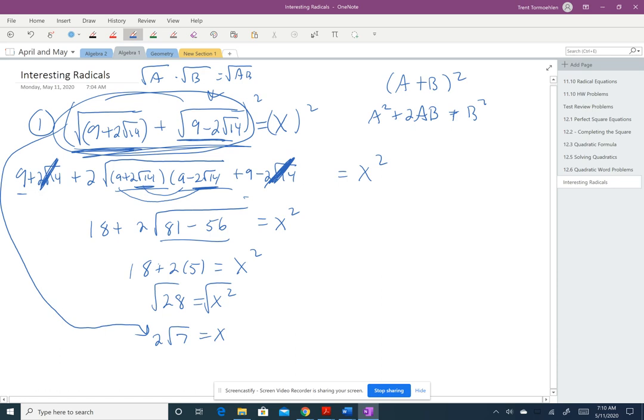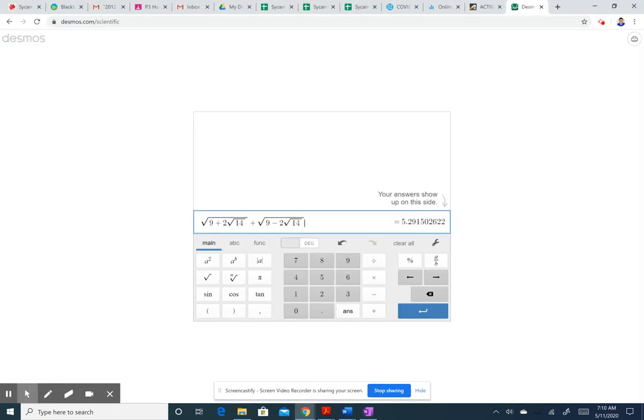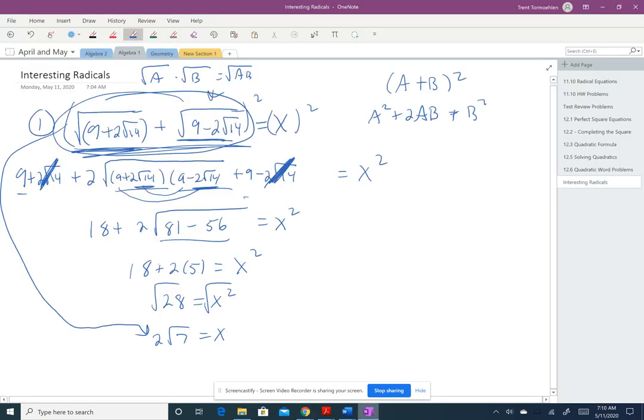To verify that we're correct, we can type it into a calculator. When we take a look at this calculator, you can see I've got 9 plus 2 root 14 times 9 minus 2 root 14, and the answer just turns out to be 5.2915026. If we wanted to compare that, what do we compare it to? The square root of 28 or 2 root 7. It depends whichever one you want to put in there. And that equals 5.291502622.